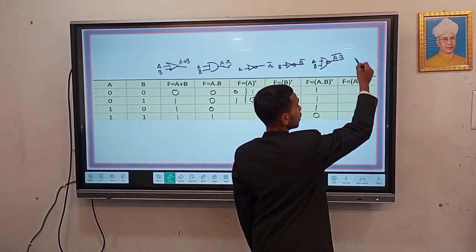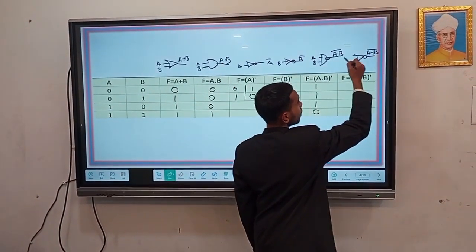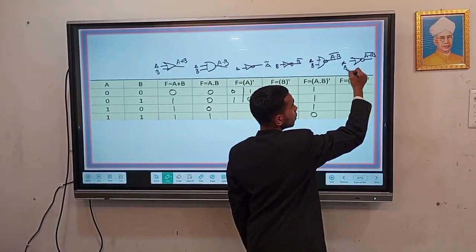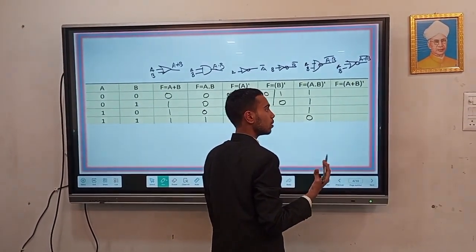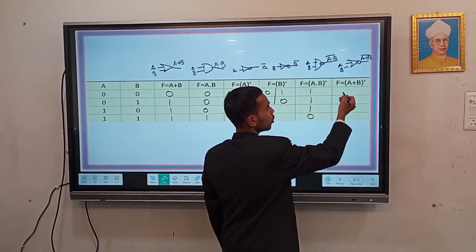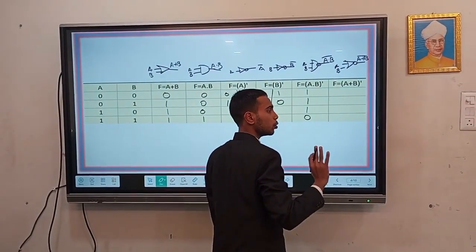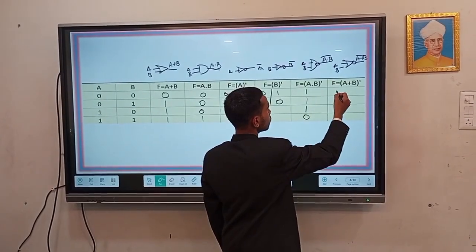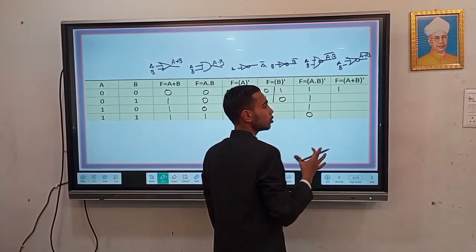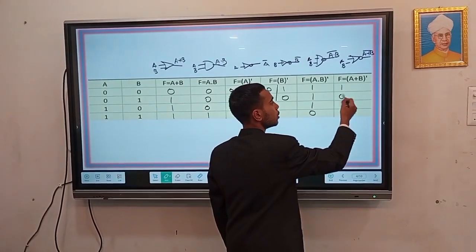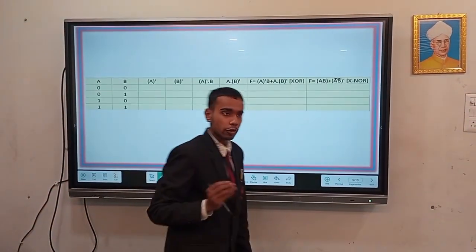This is the NOR gate. A plus B whole complement, and the inputs are A and B. It is going to complement all the values of OR. The OR gate was giving 0 when both of its inputs were 0, so NOR gives 1 when both the inputs are 0, and it gives 0 in all cases when the input is high. Okay. Now we are moving next.